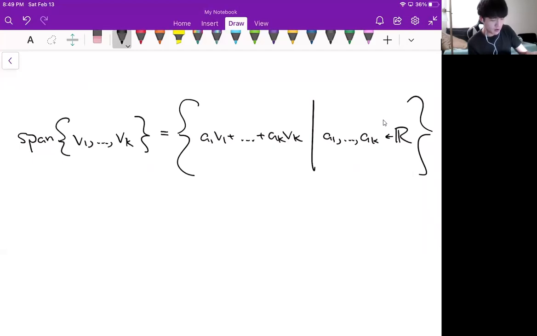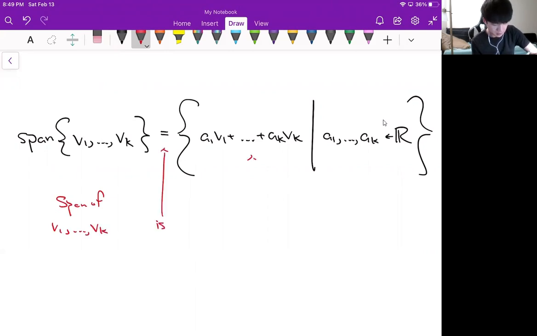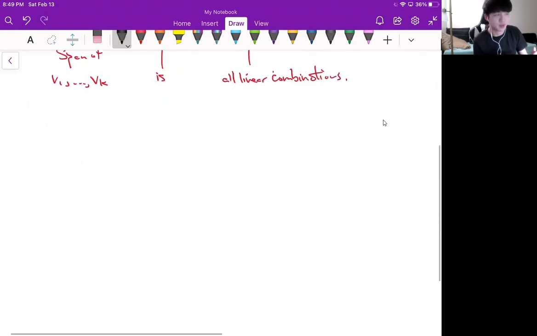You have span of v1 up until vk, you should read equal signs as is all linear combinations. Okay. Now, if you don't see the picture in your head, this isn't going to help. So let's talk about something that does help. And of course, what we always do is let's just do a bunch of examples, right?